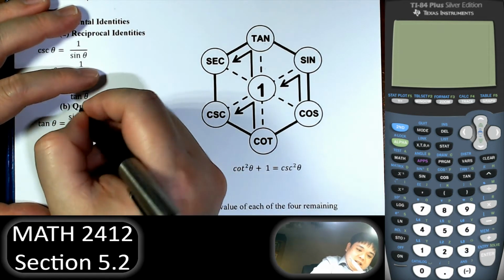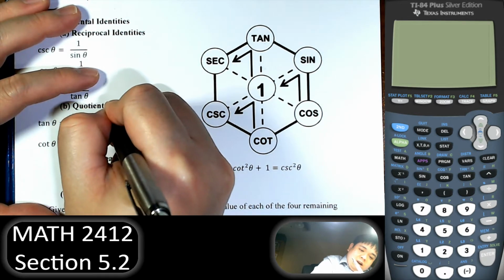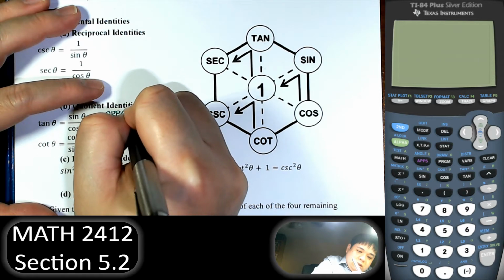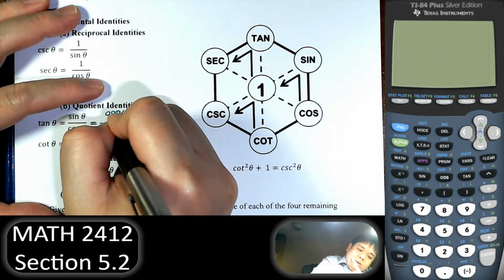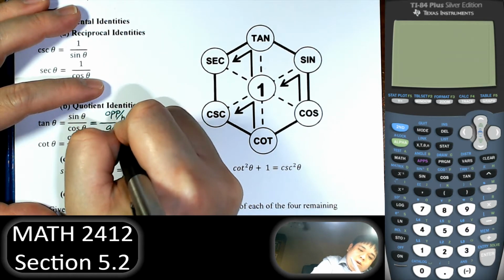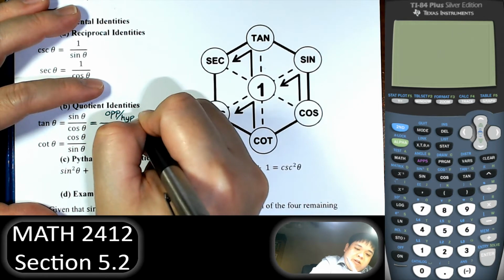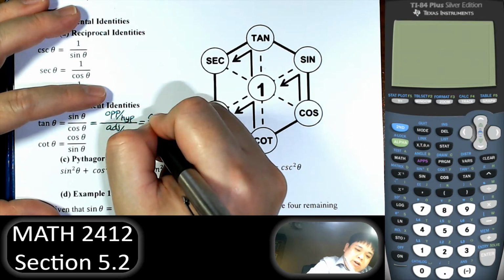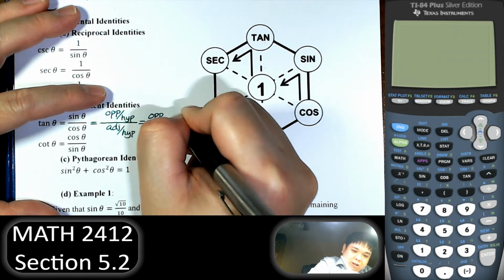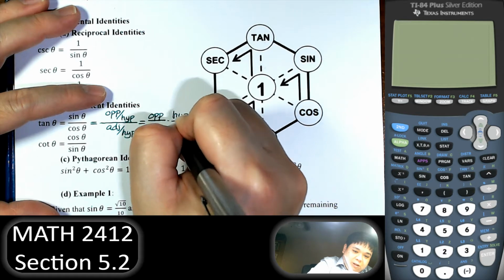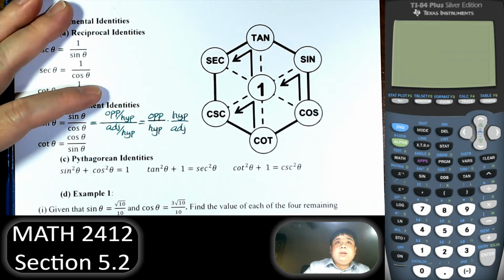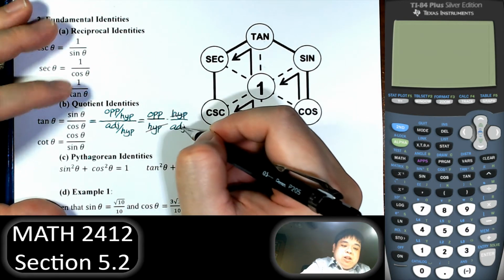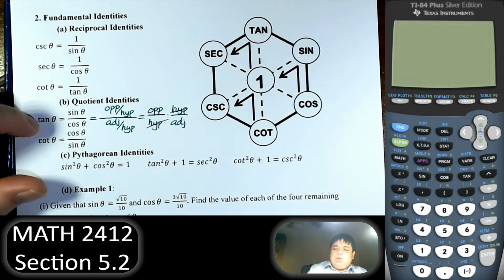Of course, it's easy to verify. We have sine is opposite over hypotenuse. Cosine is adjacent over hypotenuse. Dividing fractions is multiplying by the reciprocal. Opposite over hypotenuse, and then we cancel that. We have opposite over adjacent, which is tangent. So it's easy to show.